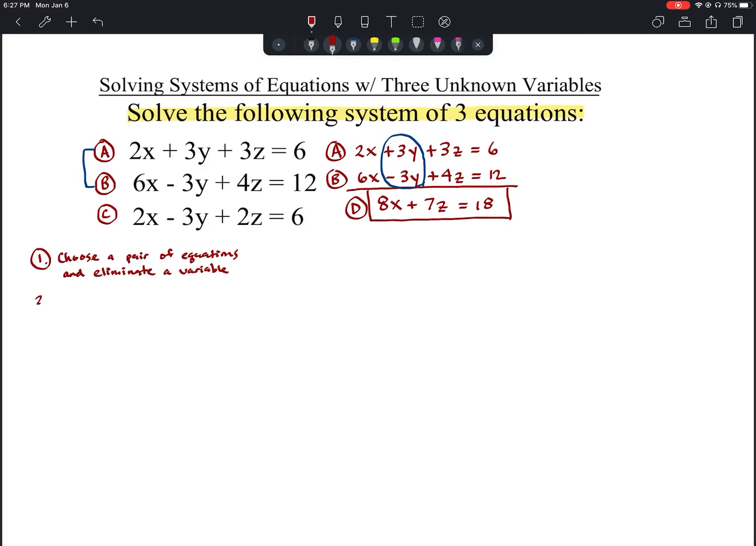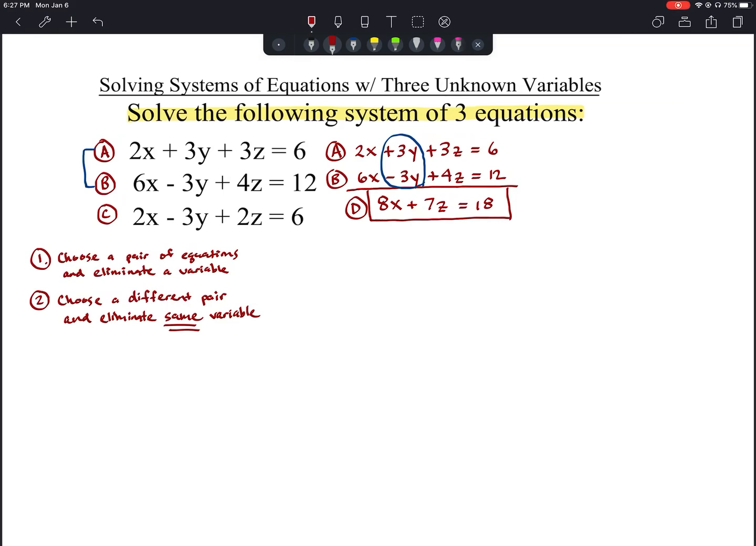Now, the second step: after you've chosen two equations and eliminated one of the variables, you need to choose a different pair and eliminate the same variable. That's extremely important. If you don't eliminate the same variable, then you're going to be pretty much dead in the water. You're not going to be able to do anything after the next step.